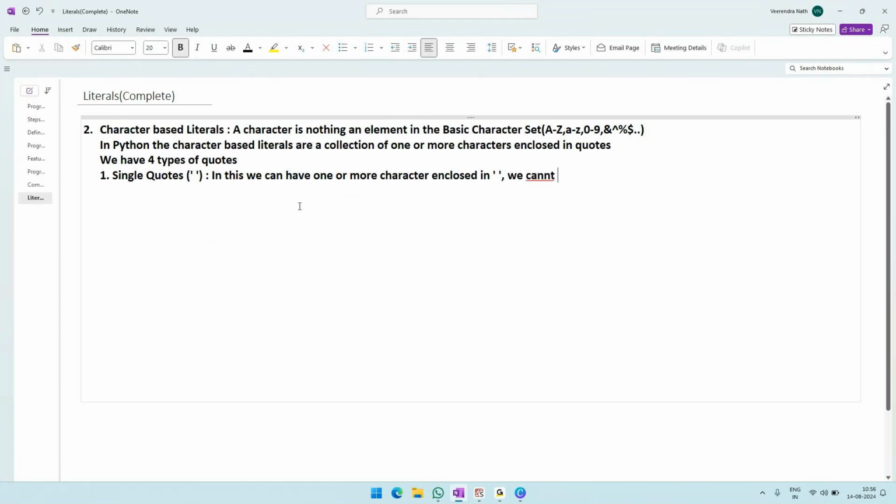Okay, so basically in Python, the character based literals, also known as string literals. So they are also known as string literals. That also we need to remember. They are also known as string literals, a collection of one or more characters enclosed in quotes.